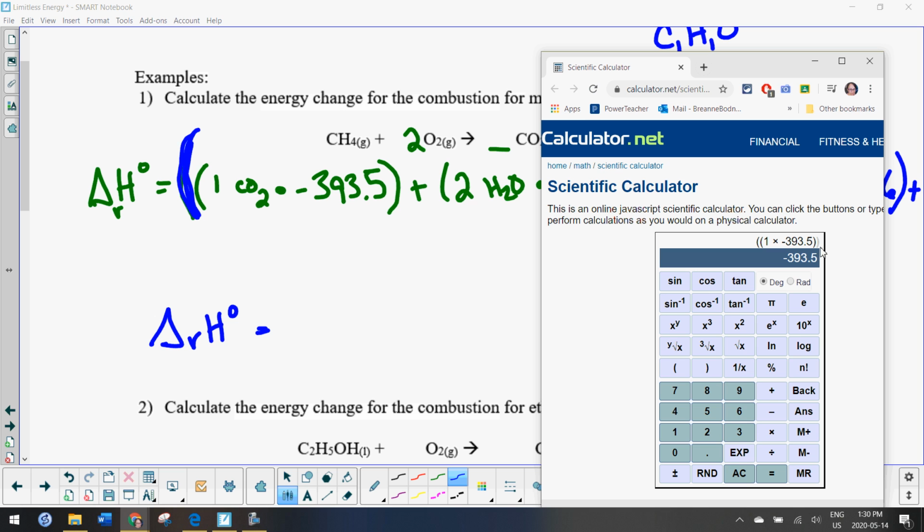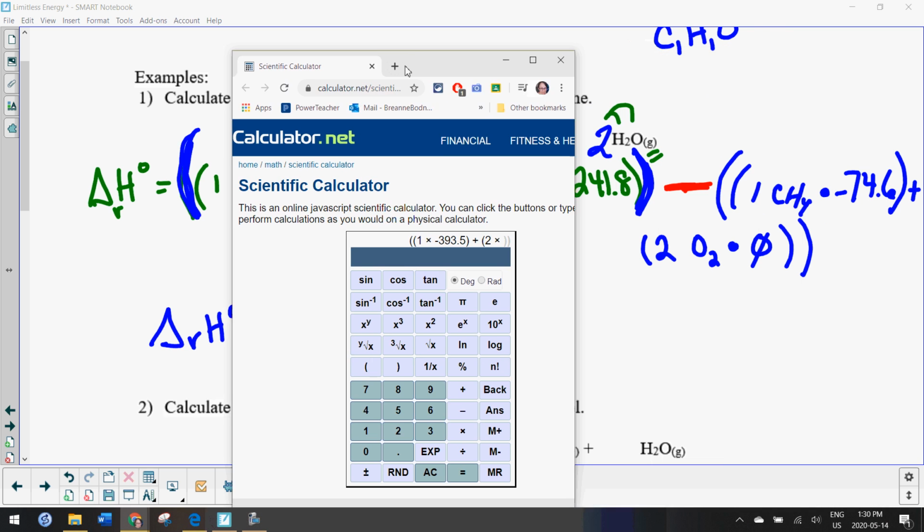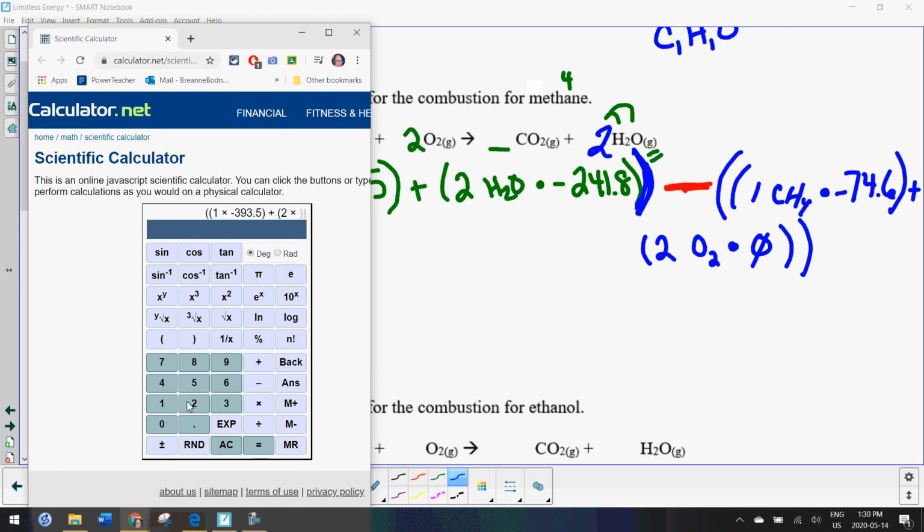Okay, see how there's a gray bracket that's popping up? That's telling you that you have one unclosed bracket. So don't forget to deal with that after. Okay, now we have a plus sign. So plus, we have another bracket and a 2 times, now I'm just going to move this over, negative 241.8. Going to put my negative in. Okay, and I have to close that second bracket, so the green one here. And see how I have a gray? It's telling me I have to close that blue one. And now it's lit up.